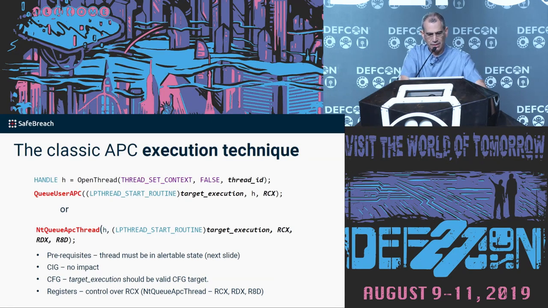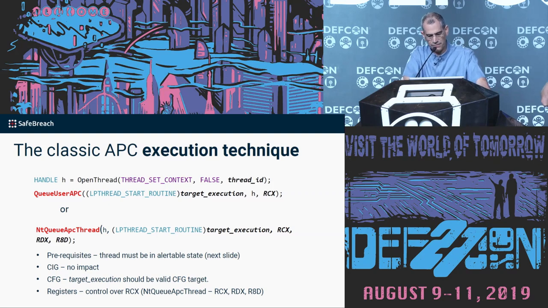One other classic execution technique is APC. You can use QueueUserAPC, the standard Windows API, or NtQueueApcThread, which is the internal function, a more flexible and more useful one. Now, the prerequisite here starts getting interesting because the thread must be in an alertable state. I'll talk about that in the next slide. CIG has no impact, we're not talking DLLs here.